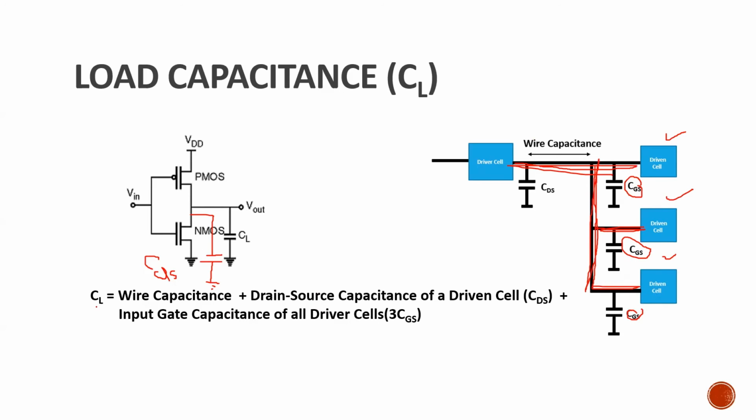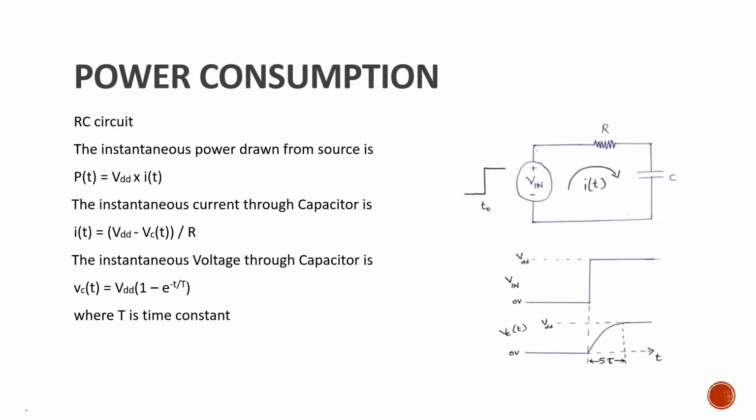The load capacitance is the addition of the wire capacitance of the net, the drain source capacitance of the driven cell, and the gate input capacitance of these driven cells, guys. Okay, this is the CL, the load capacitance. Now let's see, guys, we want to know about power. Now let's see some fundamentals from basic electronics.